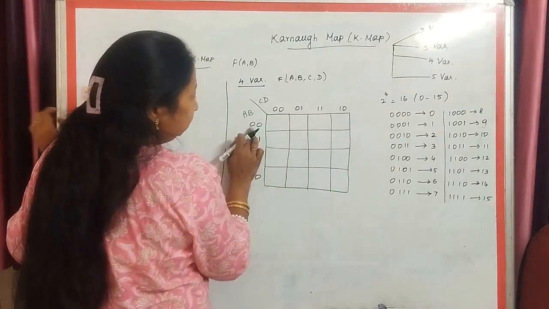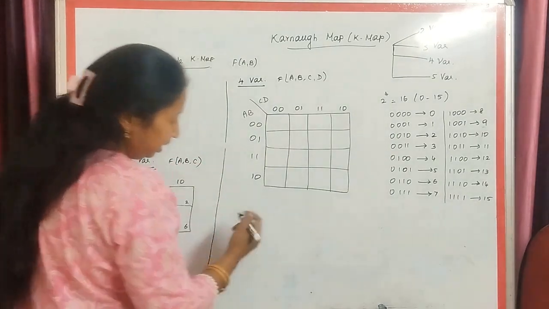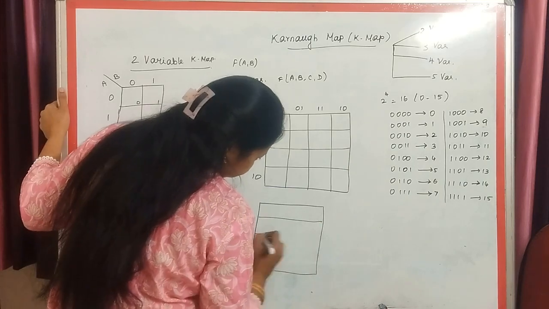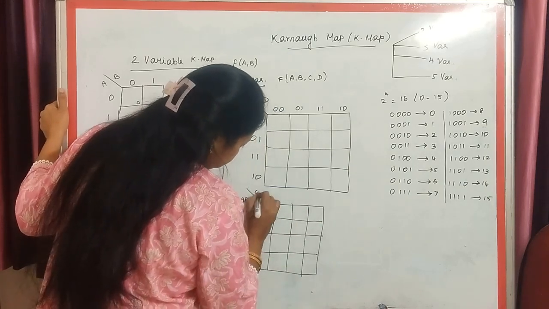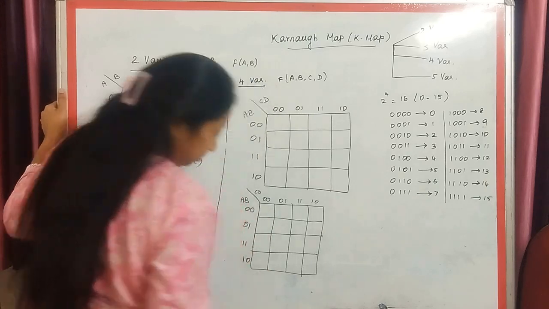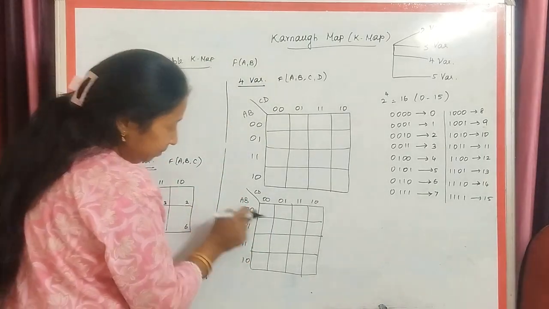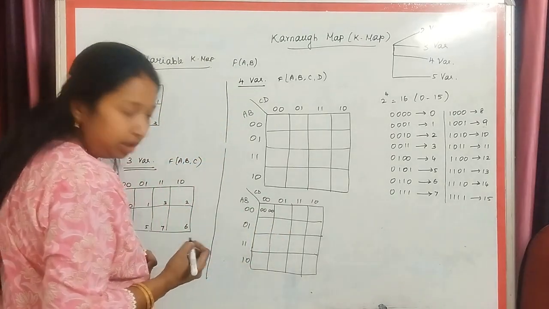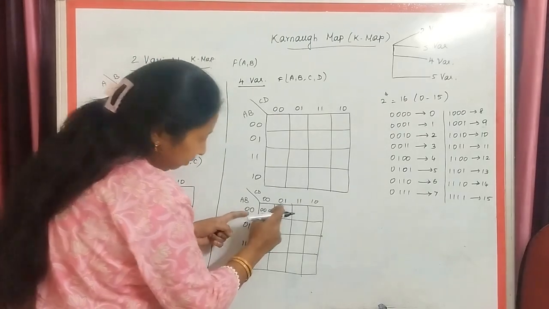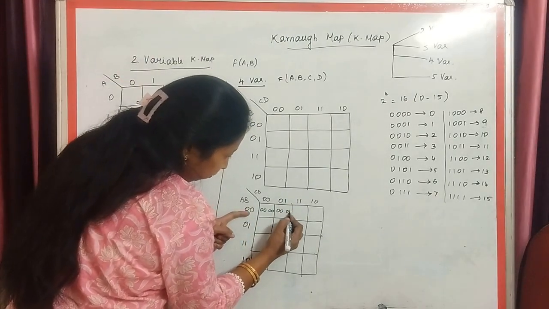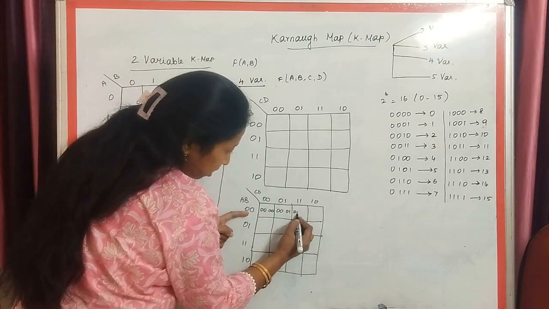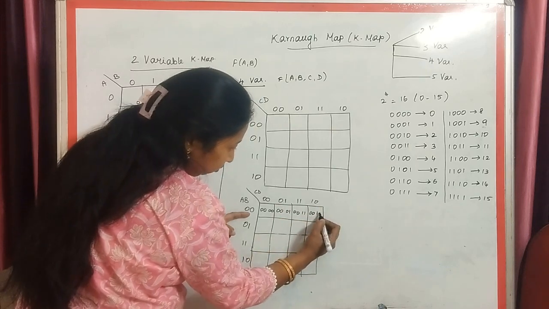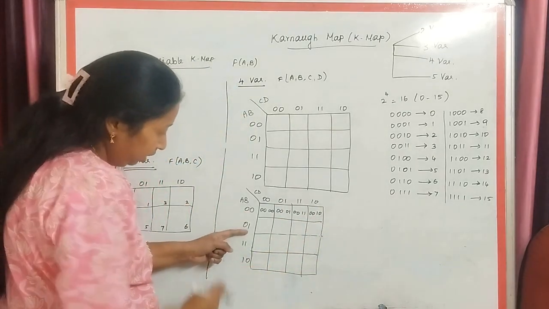How do you fill in? 0, 0, 0, 0. Let me draw it here so that it will be easy for you to understand. Now, take the numbers. AB, it is 0, 0. CD, it is 0, 0. Right? Similarly, AB, compare it with these two numbers. It is 0, 0, 0, 1. AB is 0, 0 and CD is 1, 1. AB is 0, 0. CD is 1, 0. Clear?